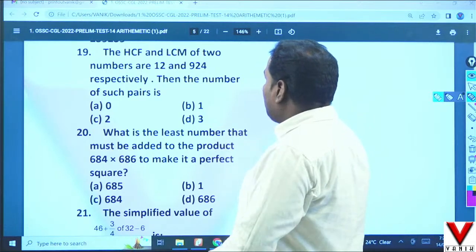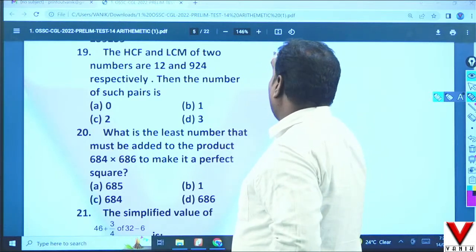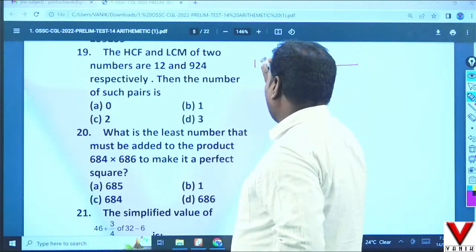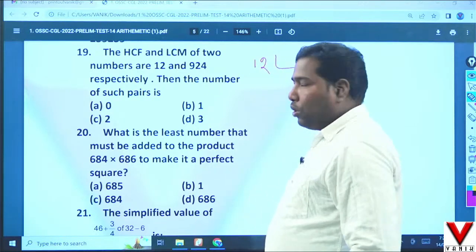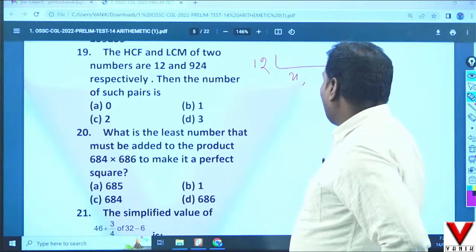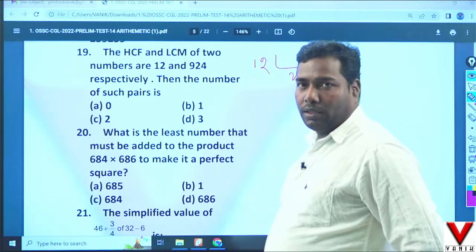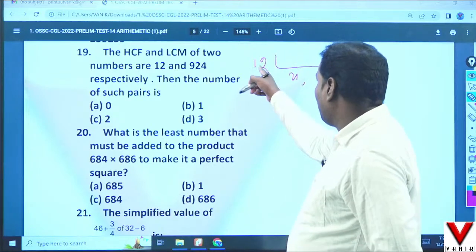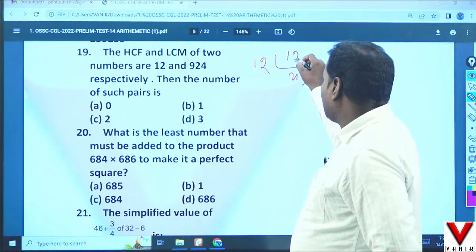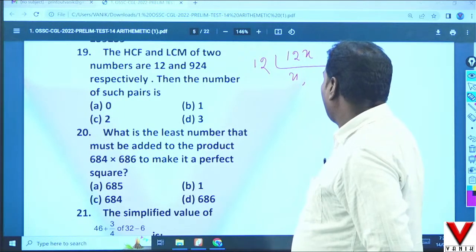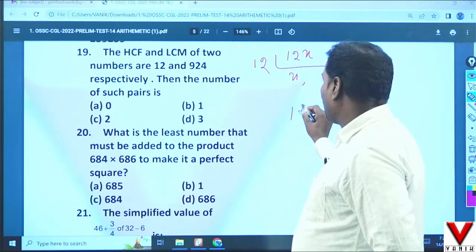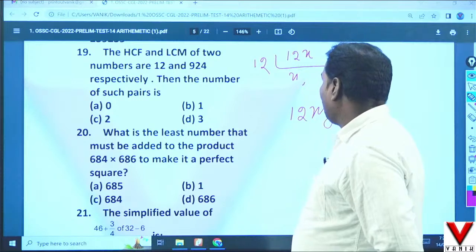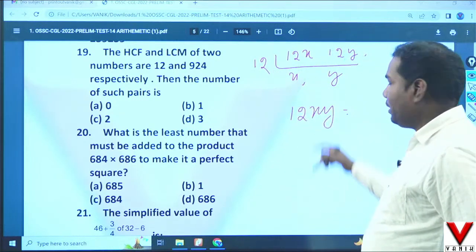So here the HCF of the two numbers is 12. I can write 12 as the HCF in this way. So it is x and it is y. There are no common factors between x and y. That means LCM is equal to 12 into x into y. So the two numbers are 12x and 12y. Clear? According to the question, 12xy, 12 into x into y, is the LCM.